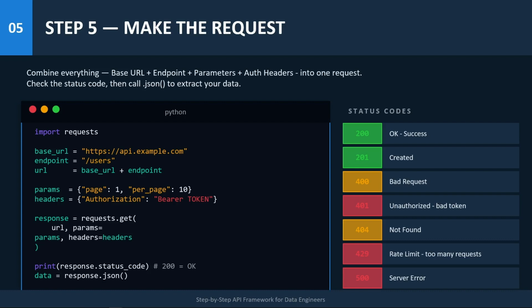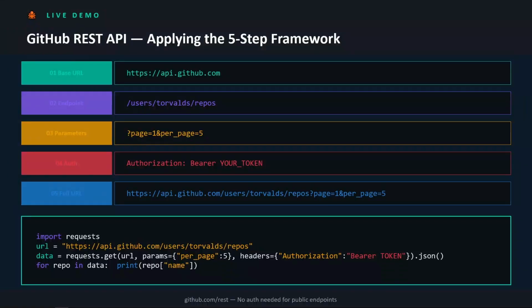All right. So as I was saying, for the example, we're going to be using the REST API for GitHub to do the demo. Okay, back to the demo. Here we're going to be using the GitHub REST API to apply these 5 steps using the base URL, endpoint, parameters, the auth, and the full URL. All right, so let's go back to our terminal.